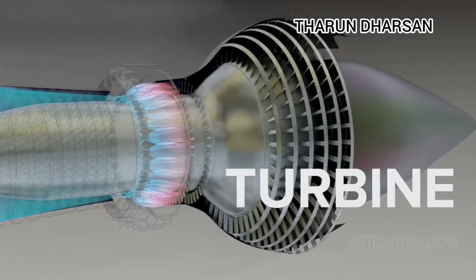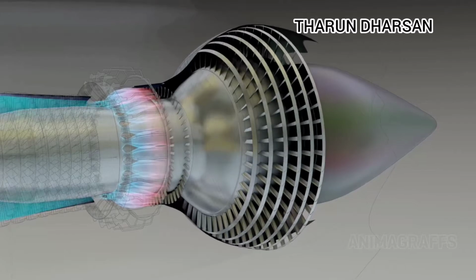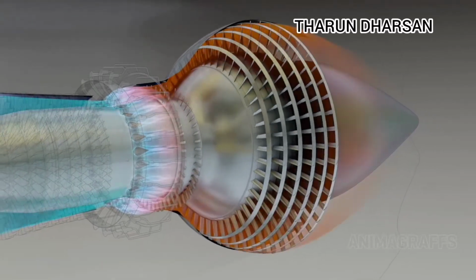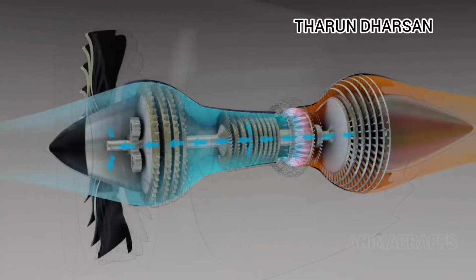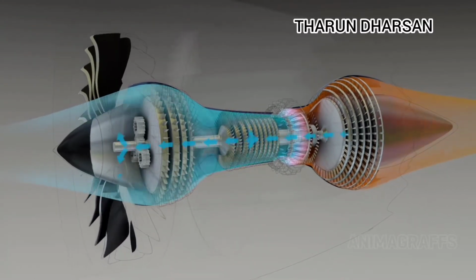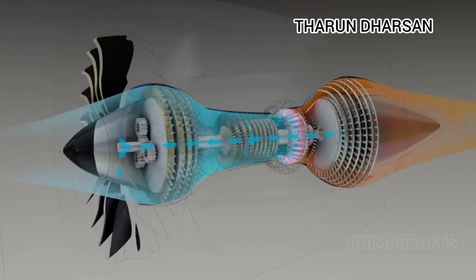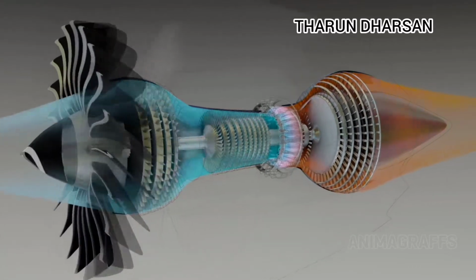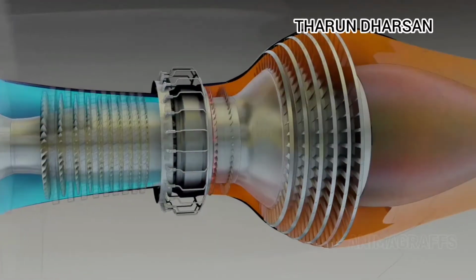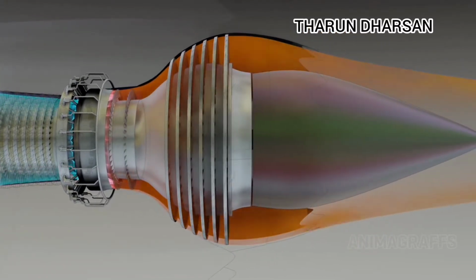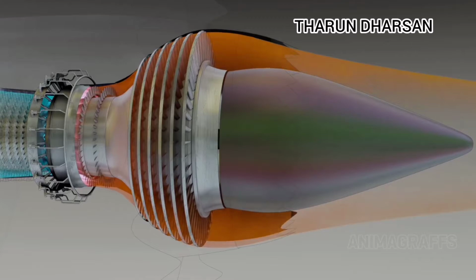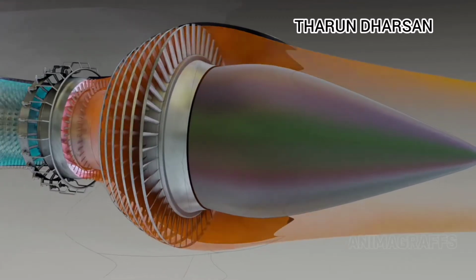Turbine. The turbines at the rear of the jet engine are powered by exhaust gas exiting the combustor. Much of the turbine power is used to turn the fan, while a small percentage powers the compressor stages. The turbine blades get extremely hot, so some of the air from the compressor is diverted for cooling, and special cooling channels are used to keep the temperature down.